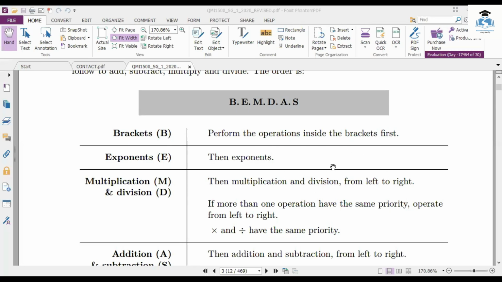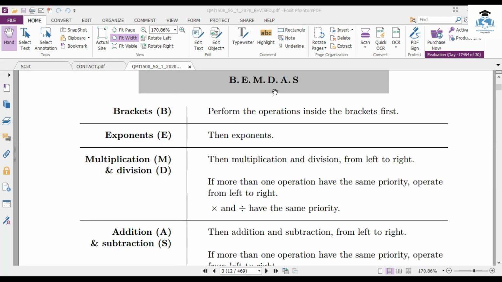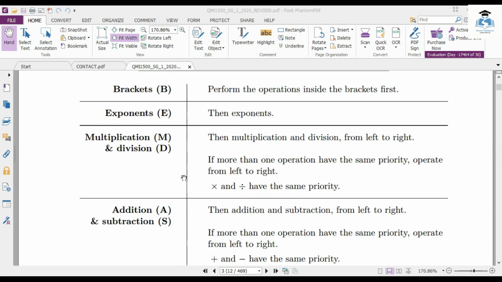So first and foremost, when you are dealing with your calculations, okay, factorials, I am getting you. Some are saying graphs, some are saying factorials. BEMDAS means we start with the brackets, we move on to the exponentials, multiplication and division, and addition and subtraction at the last.